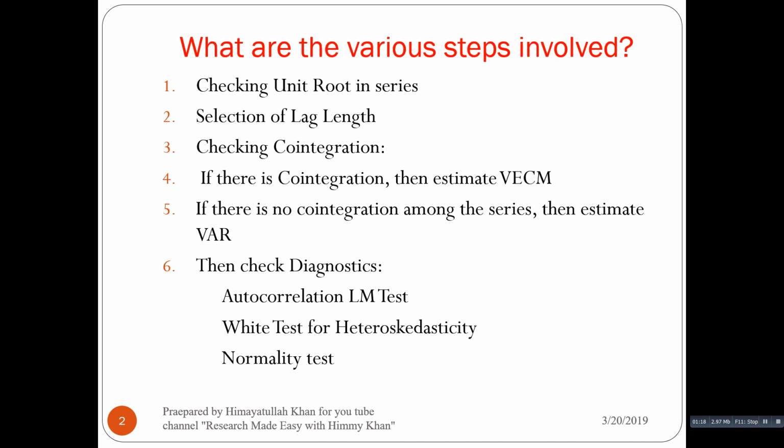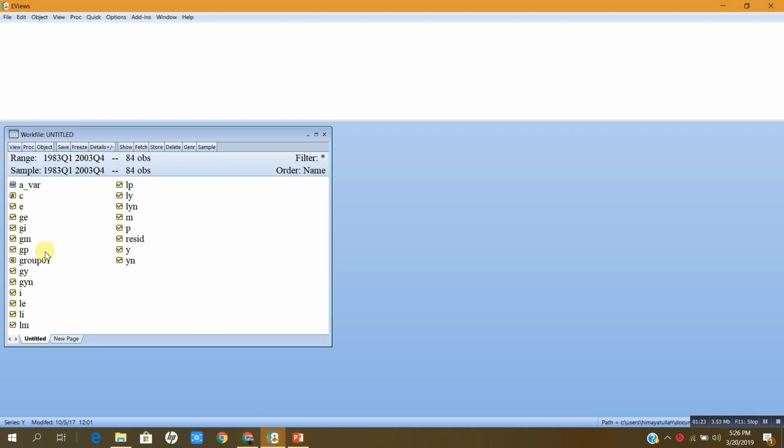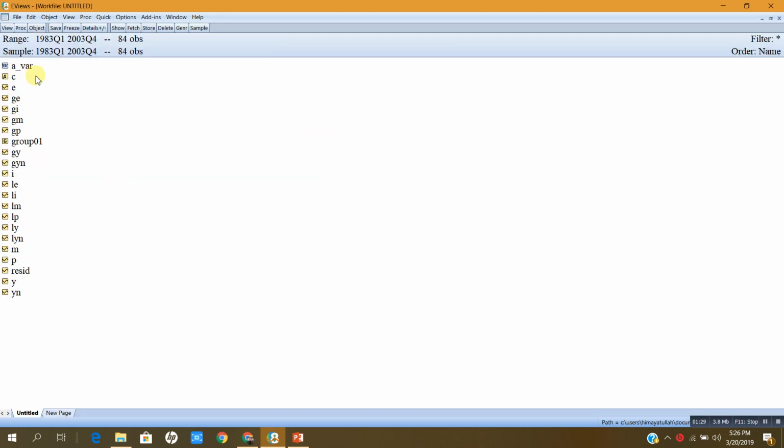So let me open my data file. This is my data file. Here you can see, in this file I have different types of variables. Some of the variables are in absolute term. Then I have taken these variables in log term, natural log of these series, and I have also computed growth rate of all those variables, and I can estimate VAR and cointegration in all these different forms, and then I will select the best model.